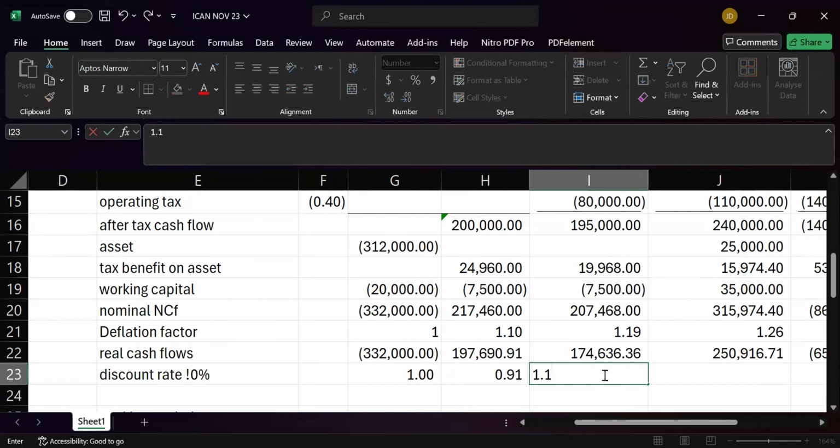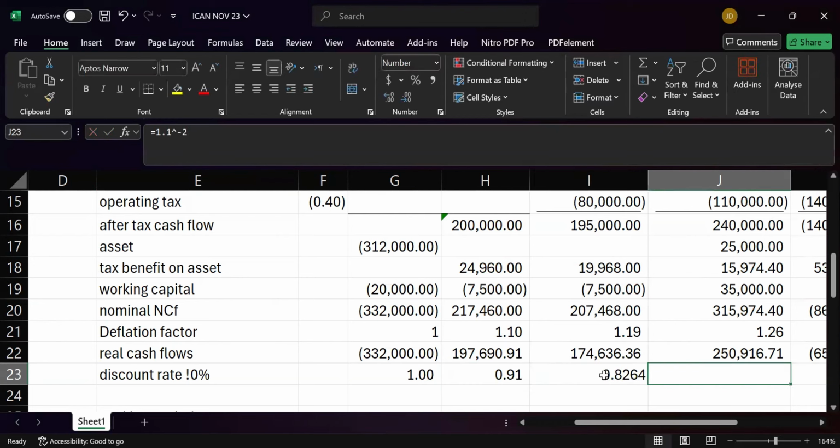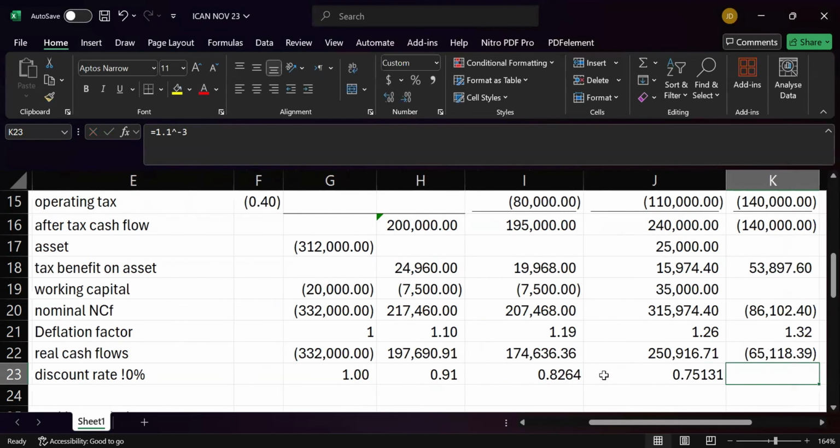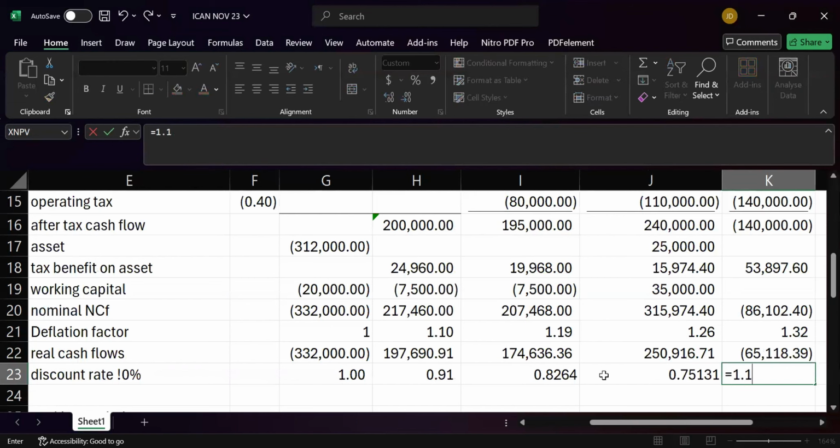1.1 equals 1.1 raised to power minus 2. 1.1 raised to power minus 3. 1.1 raised to power minus 4.